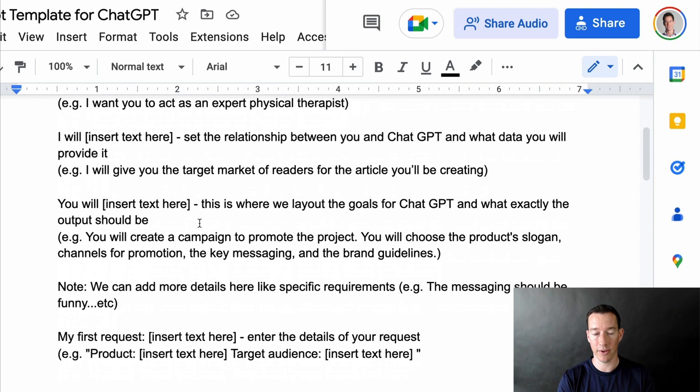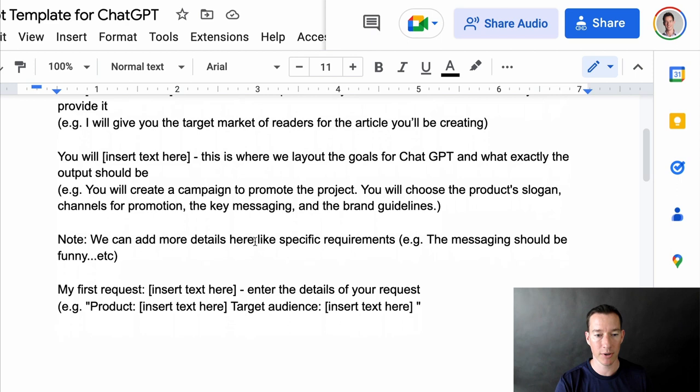You will create a campaign to promote the product. I didn't really change this up too much from what my assistant provided. But another example might be, you will create a 2,000 word article on low back pain that will appeal to the readers who have low back pain and compel them to pick up the phone and call. And you'll see my prompt from this template here in a moment.